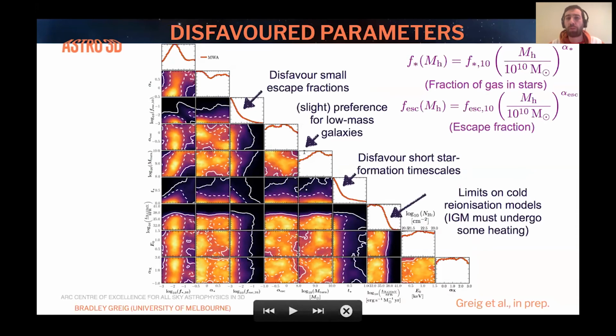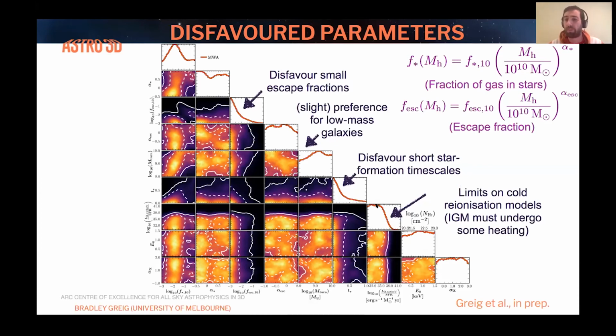I'll come back to that in a second. There's a slight preference for low mass galaxies. Again, these are posteriors of disfavored models, so if you're seeing a dropping away, that means it's more likely to exist down there. So it seems like we prefer reionization driven by lower mass galaxies. Again, there is strong disfavoring of short time scales. And here's the main one, this X-ray luminosity. We see a strong disfavoring of very small X-ray luminosities, and this is the cold reionization scenario.